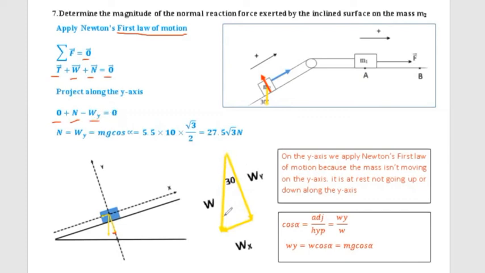How can we find wy from this triangle here? Cosine 30 equals the adjacent over the hypotenuse, which is wy over w. It means that wy equals w cosine 30, equal to m times g times cosine 30. We will substitute this value in this equation here. So n equals wy equals m g cosine 30. Substituting the value of the mass, the gravity, and cosine alpha, we can find the value of the normal reaction of support.